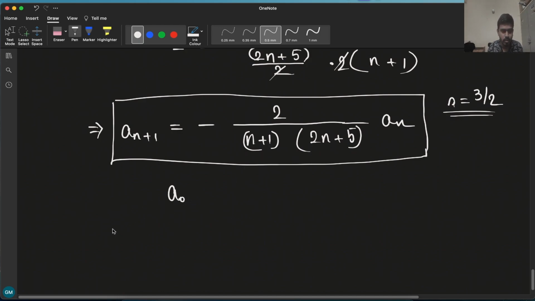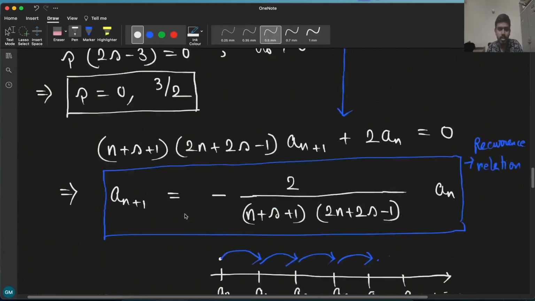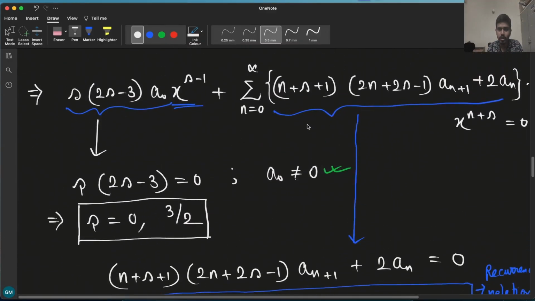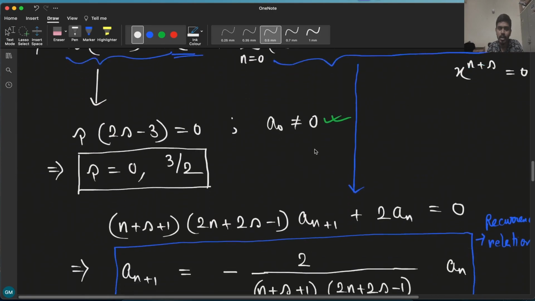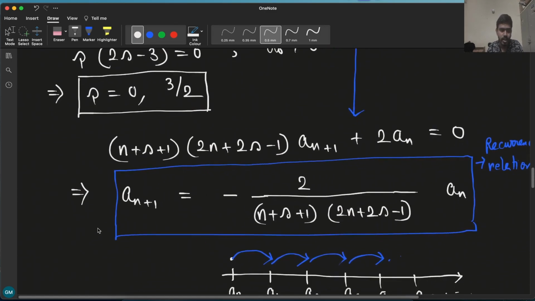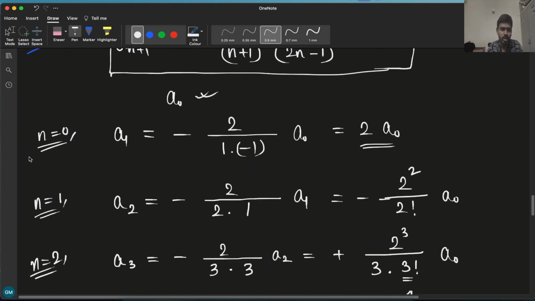So in that case, a1 will be, so to get a1, I have to put n equals to 0. You can see this recurrence relation is valid for this equation, the summation. It is from n equals to 0 to infinity, and this recurrence relation comes from there. So this recurrence relation is valid for n greater than or equal to 0, and that's what we did here. We started putting n from 0.